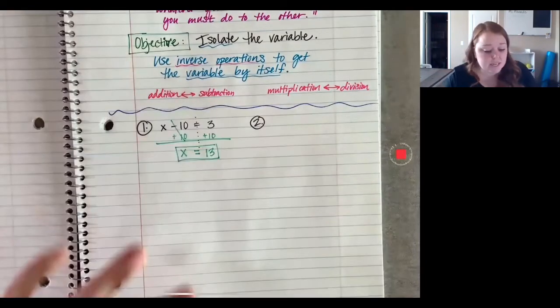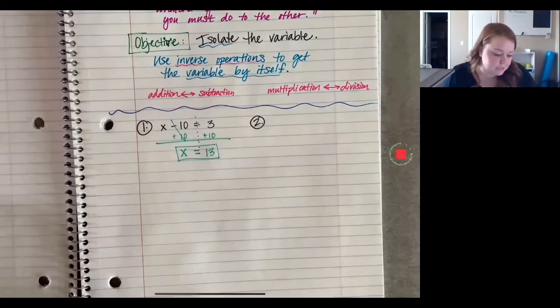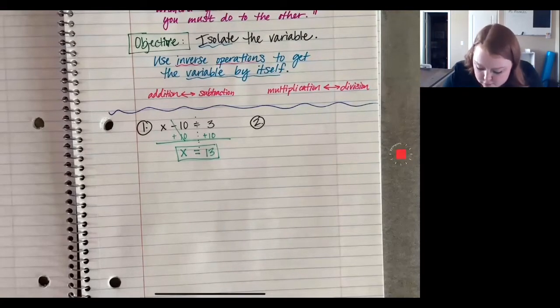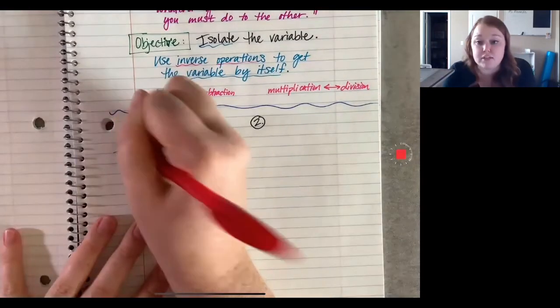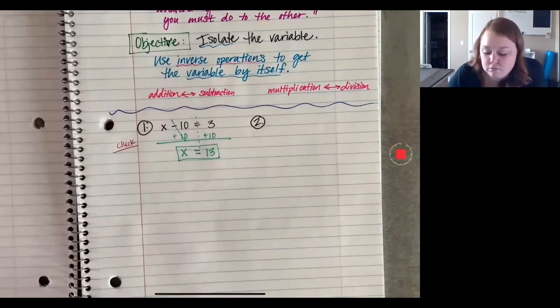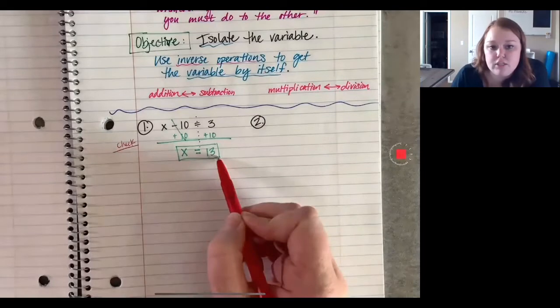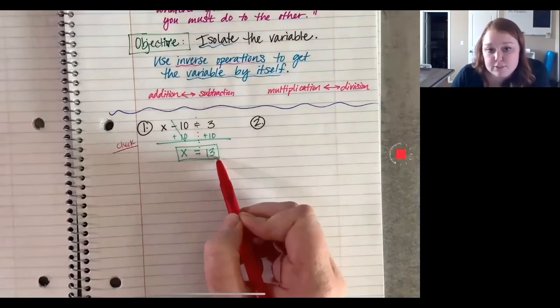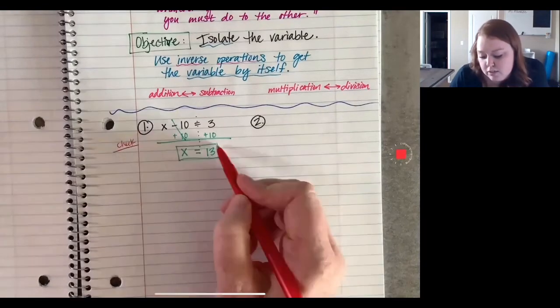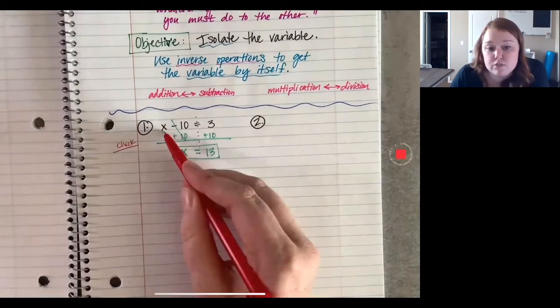Okay? Now, how could we check to see if that's true? How could we check? And yes, I want you to do this off to the side, at least on a couple. Well, if x is equal to 13, why don't we just replace x with 13? This is called substitution. You're going to sub in the 13 for x and see if it's a true statement.